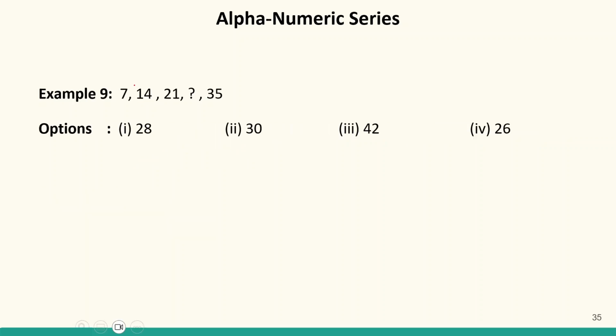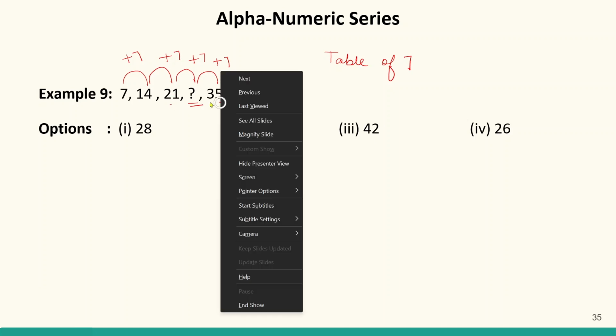Okay. So how many of you know tables? I hope everybody knows tables. If you know tables, you know that this is a very simple, very basic table of 7 that is being followed. Right? So there's an increment of 7. There's an increment of 7. So there should be an increment of 7 and there should be an increment of 7. So this number should follow the logic with both this number and this number.